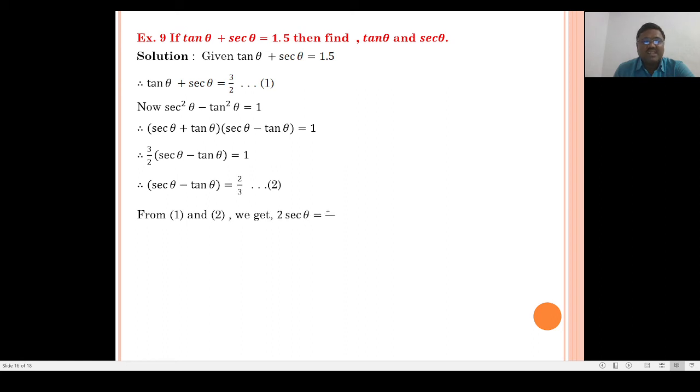From the first and second, we add both. So we get 2 sec theta equals 13 by 6. So sec theta equals 13 by 12, and tan theta equals 5 by 12. Sorry, and sin theta is 5 by 13.